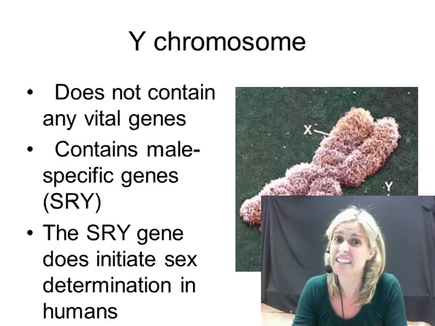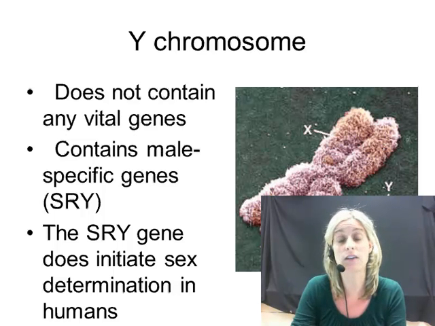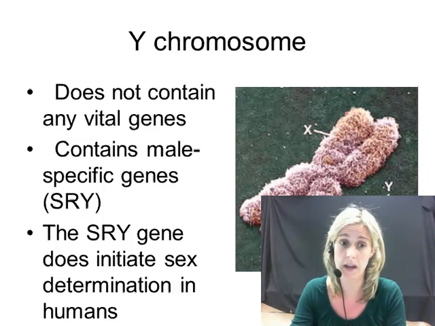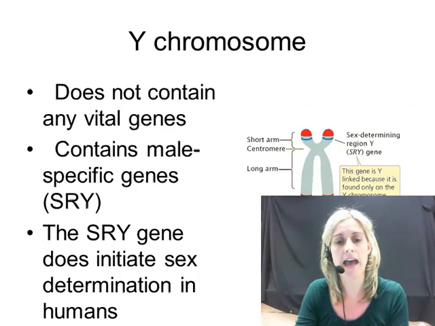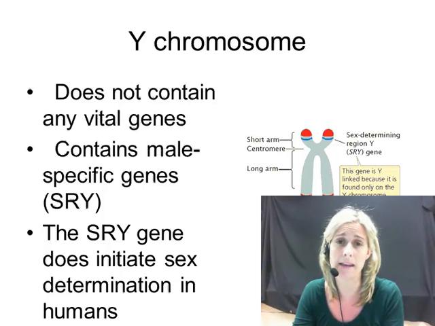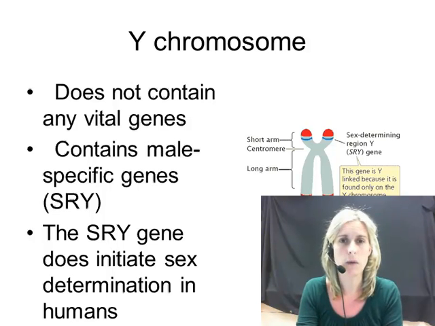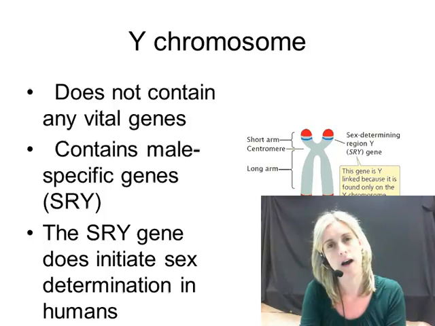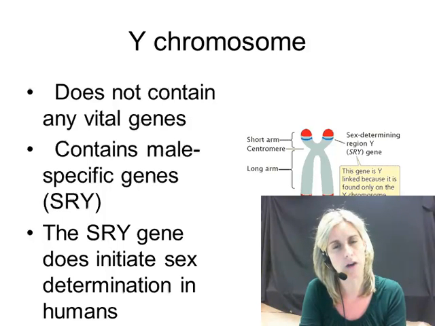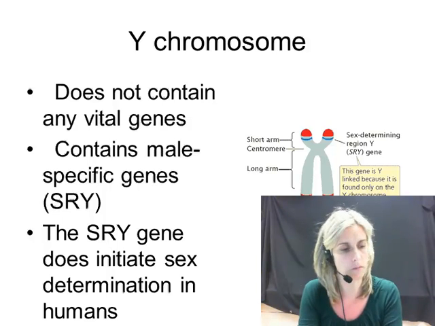It really doesn't have very many important genes. It has one very important gene, which is your SRY gene, and that initiates sex determination in humans. It's what makes males males. So now that we understand the way the chromosomes work, we can see how that influences offspring on certain traits when those traits are contained on the X chromosome.